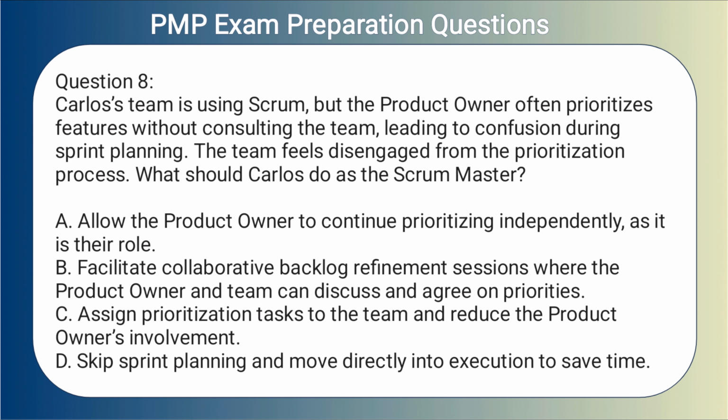A. Allow the product owner to continue prioritizing independently as it is their role. B. Facilitate collaborative backlog refinement sessions where the product owner and team can discuss and agree on priorities. C. Assign prioritization tasks to the team and reduce the product owner's involvement. D. Skip sprint planning and move directly into execution to save time.